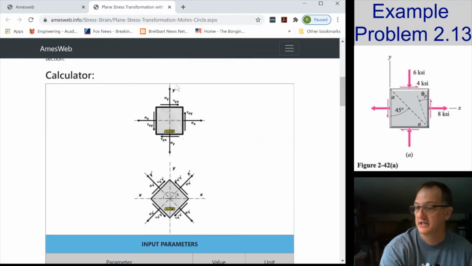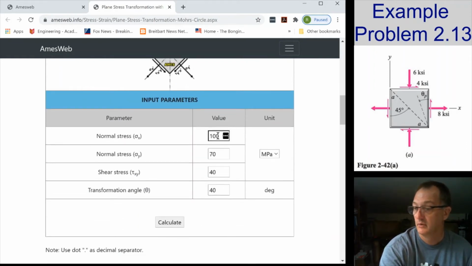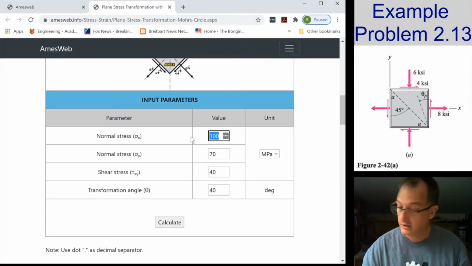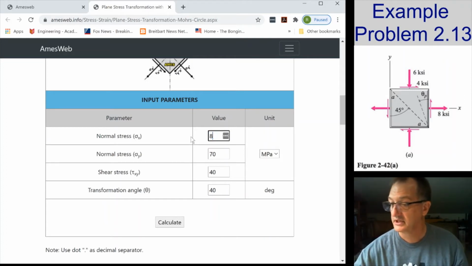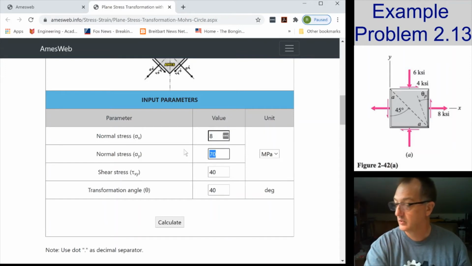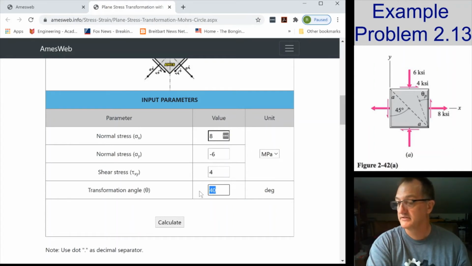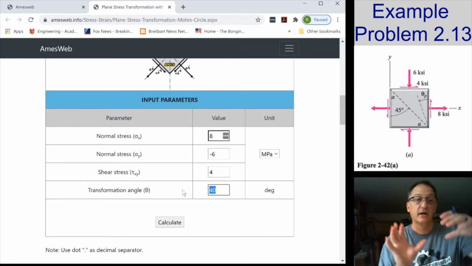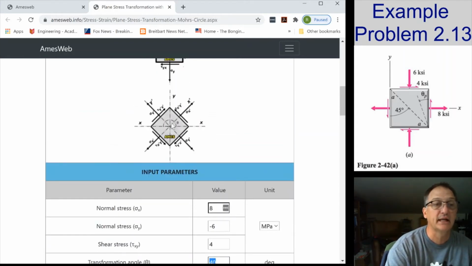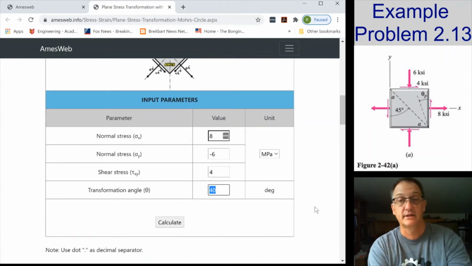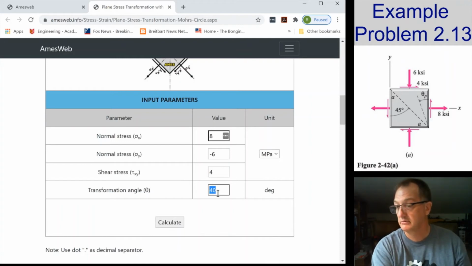Now we go down here and they say, look, here's your problem, and this is what we're going to give you. So what are your input parameters? Well, just that little chart that I made up at the top of the other page. My normal stress in the x direction was equal to 8. My normal stress in the y direction, I have to get my sign right, is -6. My shear stress was 4. My transformation angle, because they're going to take the information I give them and run it through some rotation and come back with an answer, is 45, if you look at the problem statement. So, throw in 45.